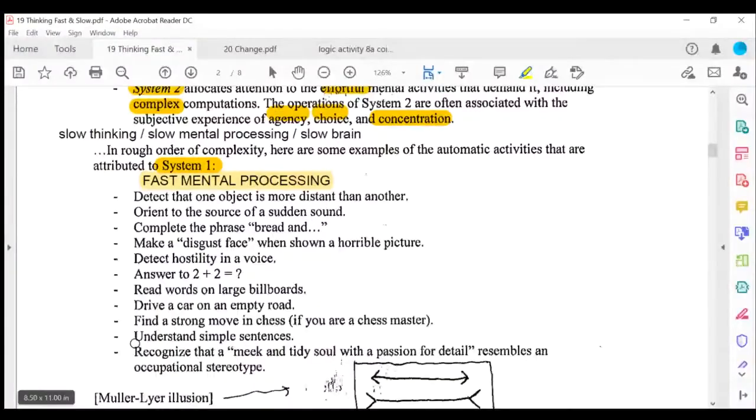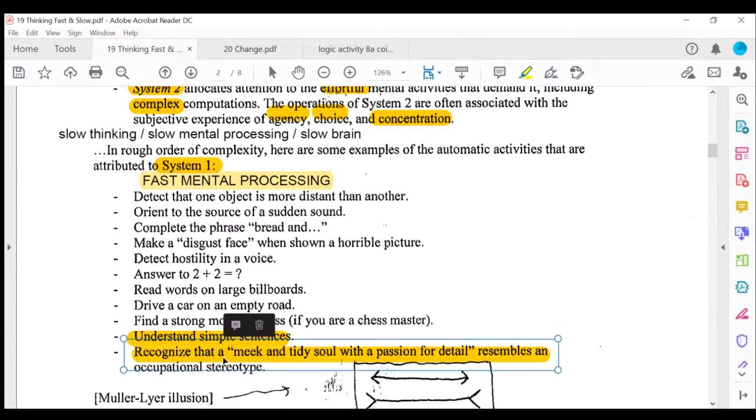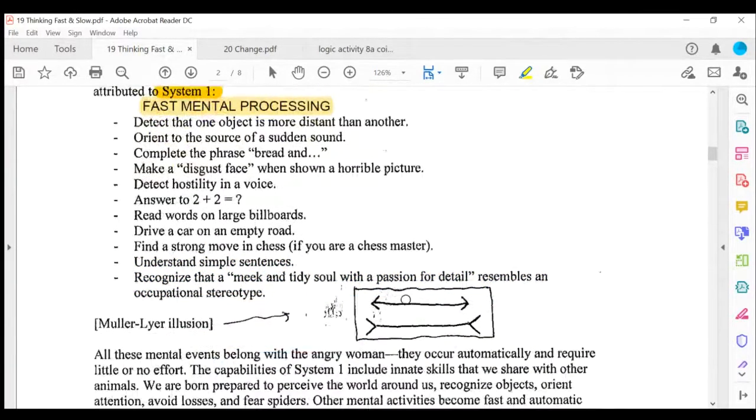All right. So other examples here, understanding simple sentences, recognizing that a meek and tidy soul with a passion for detail resembles an occupational stereotype. You might be able to see that with ease. Excellent. So here's something that some of you might be familiar with. This drawing right here of these two lines. Which line do you think is longer? Which line looks longer to you, the top line or the bottom line of these two?